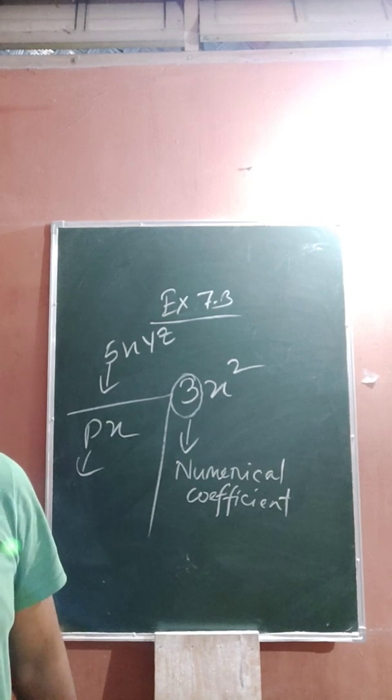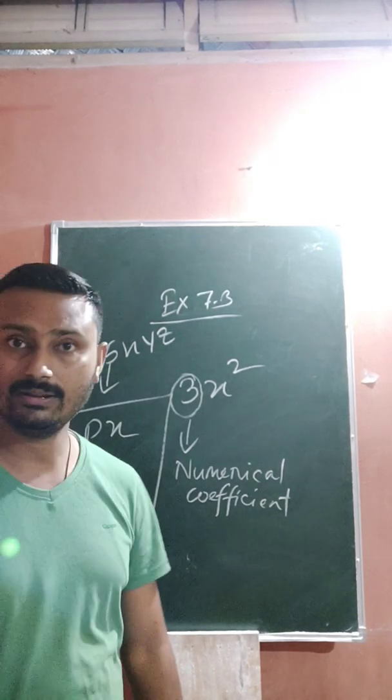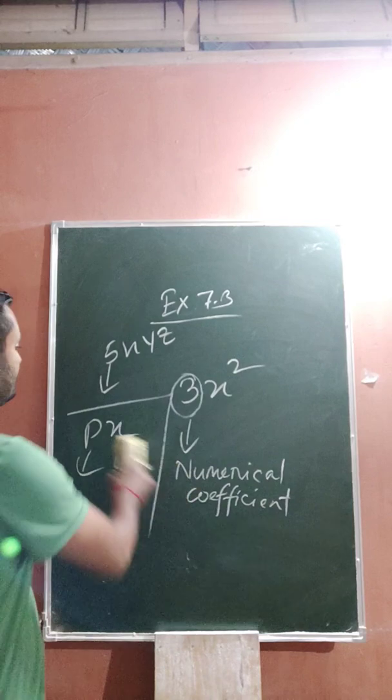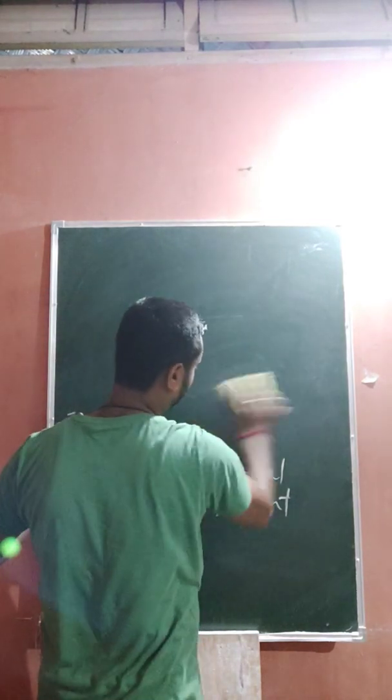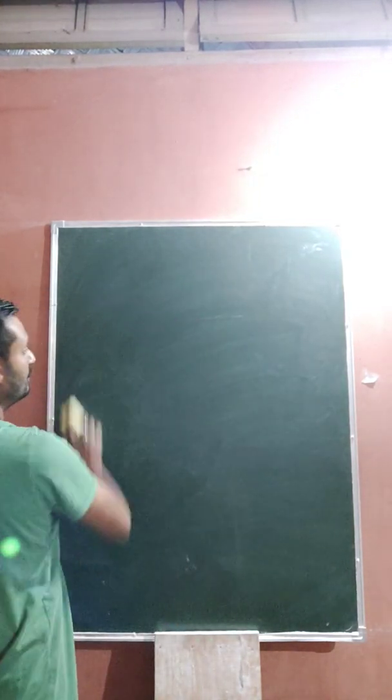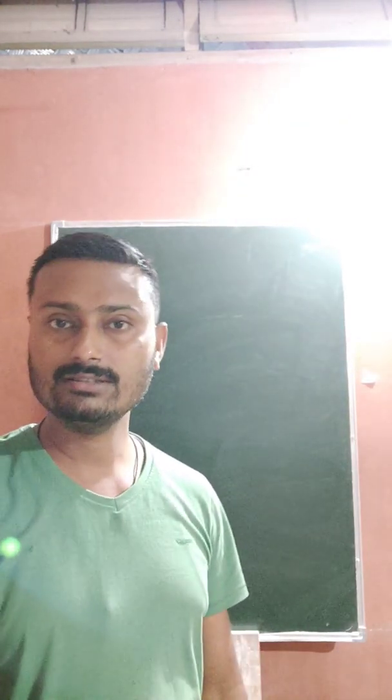So 7.3 is also very important. And 7.4, the main important exercise is 7.4. In unit 7, the main exercise will be 7.4. In the next video I will solve the questions related to 7.4.